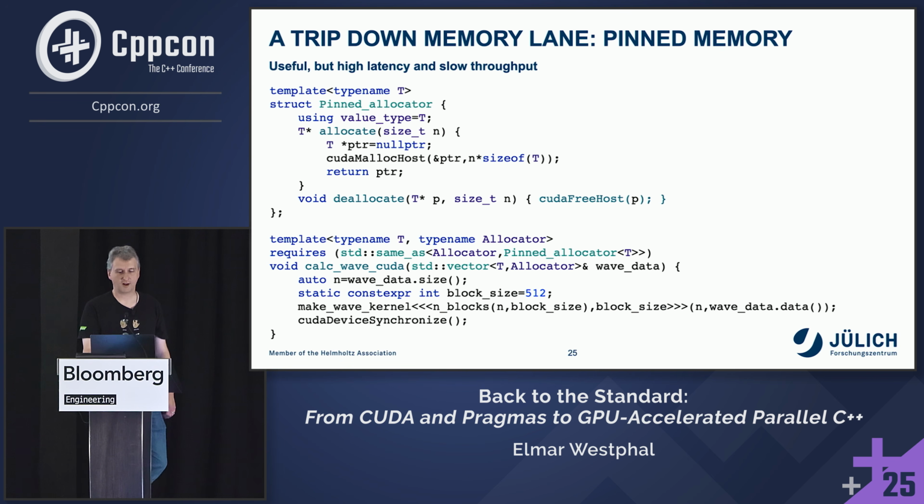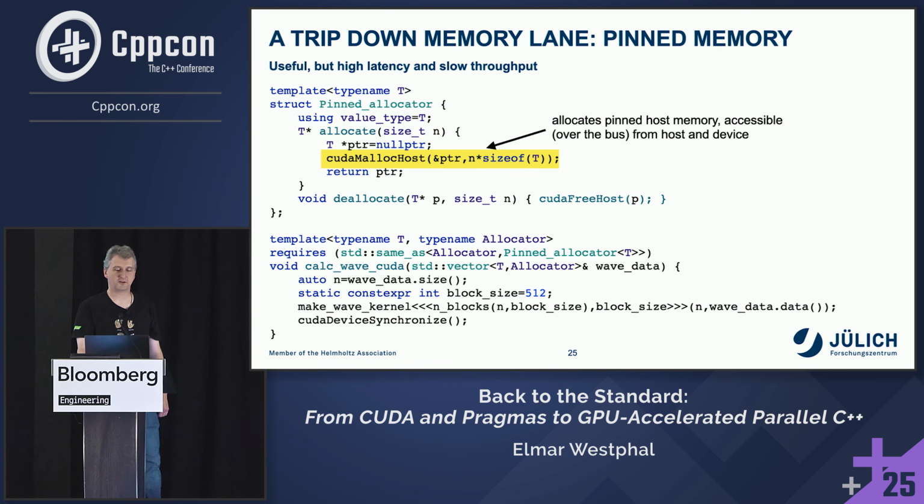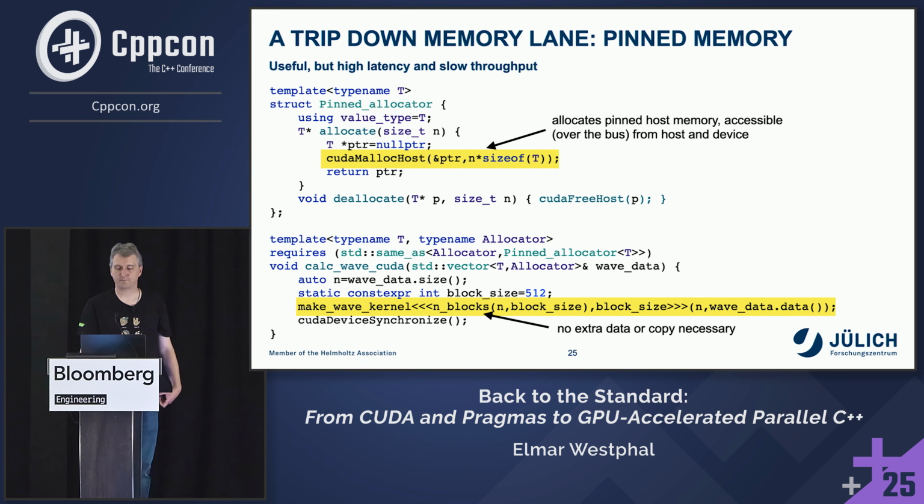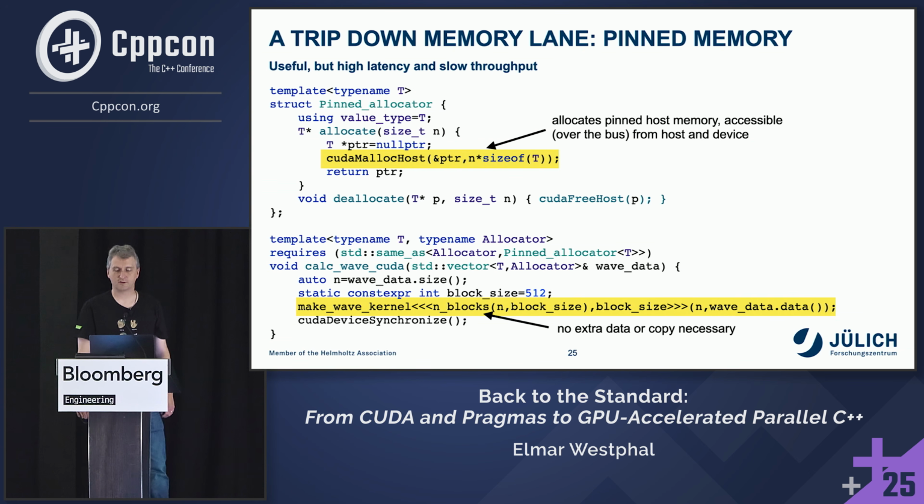You can write your own allocator for pinned memory. This is about the most simple one that you can get. And inside you do malloc host for the memory or for the pointer that you want to return. And then you can just pass this data to the data member of your vector that was allocated using the pinned allocator to your kernel. And the kernel stays the same one as the one we've seen. No need of additional memory management here.